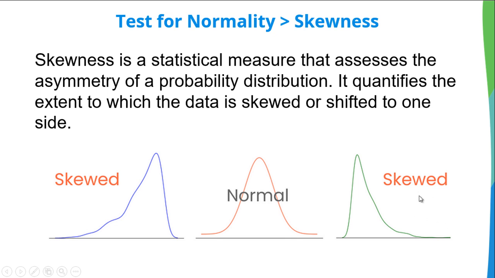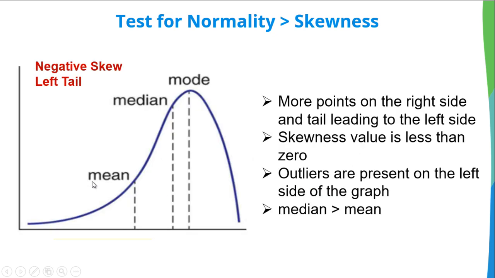So this was positive skew, and now we have negative skew. Look at how it looks. In negative skew, we have more points on the right side and the tail leading to the left side. We have more points here on the right side, and the tail leading to the left.